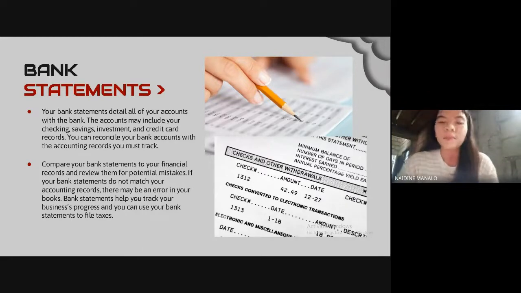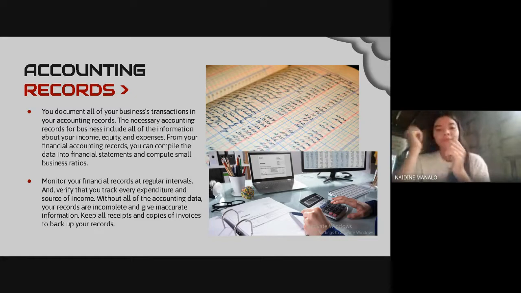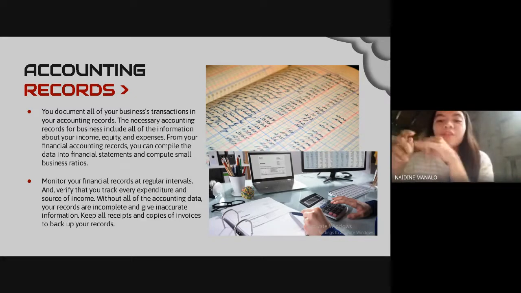Next, yung accounting records na kung saan pumapasok din dito yung financial statement, accounts payables, expense, sales invoice. So, document all of your business transactions in your accounting records. The necessary accounting records for business include all of the information about your income, equity, and expenses.